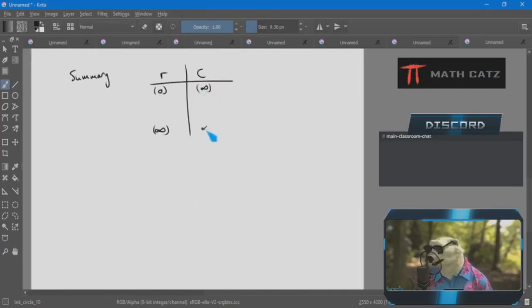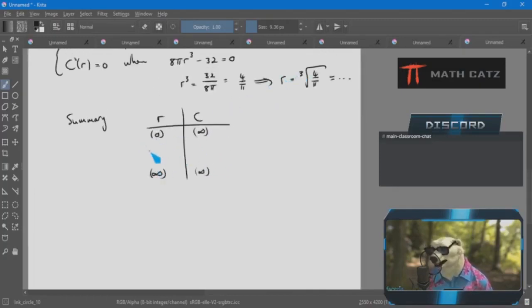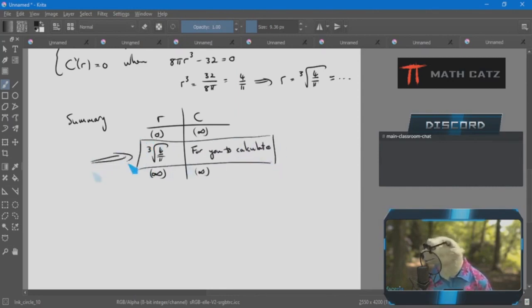It's going to get bigger and bigger. So this is just a reminder that the endpoints aren't where I want to be. This critical point is the only one that could possibly give me an answer. I'm going to let you do the calculation. But this is going to be the minimum cost.